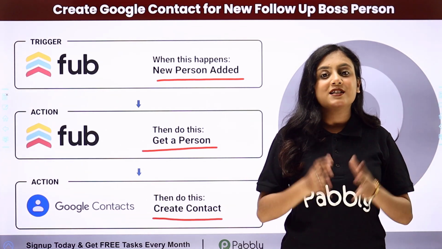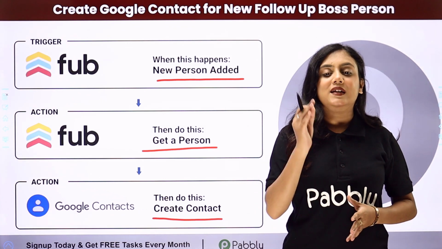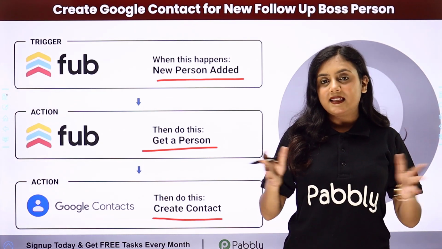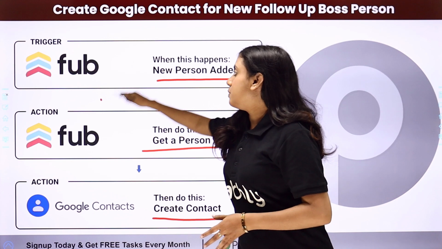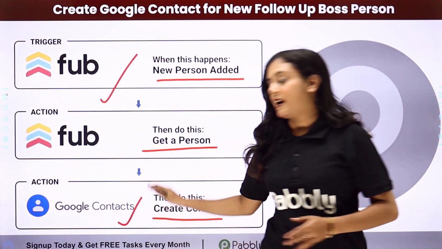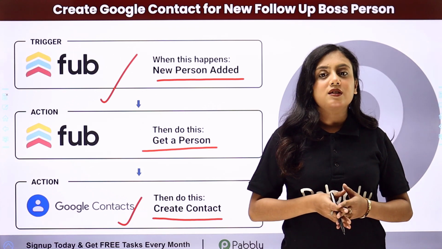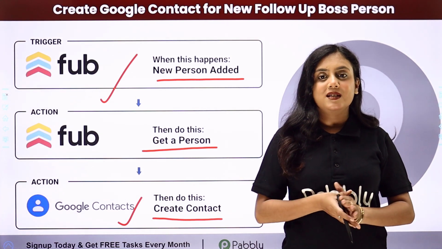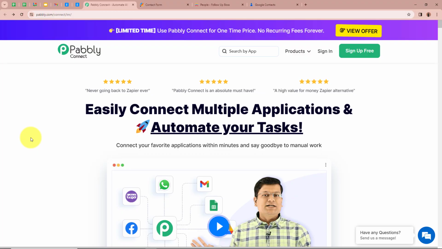In Pabbly Connect, to start an automation process, we need triggers and actions. In this process, my trigger application is going to be Follow Up Boss and my action application is going to be Google Contacts. If you want to learn how to do this automation, then let me take you all to my screen. In this video, we are going to learn how to create Google Contacts for a new Follow Up Boss person.